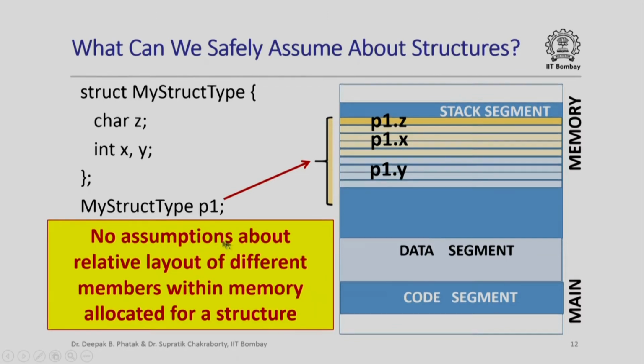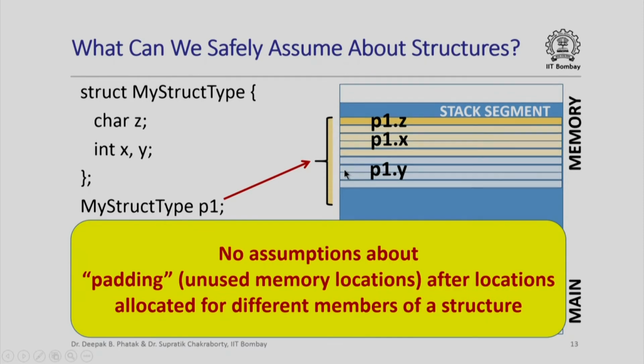Well, we must not make any assumptions about the relative layout of different members within the memory allocated for a structure. While it may be reasonable to assume that the memory for P1.z will be allocated immediately before the memory for P1.x and then the memory for P1.y, because they appeared in that order in the definition of my struct type, it is not safe to assume this in general when you are programming in C++. So, we will make no assumptions that P1.z appears before P1.x and that appears before P1.y. We will make no such assumptions about the layout of the structure in main memory.